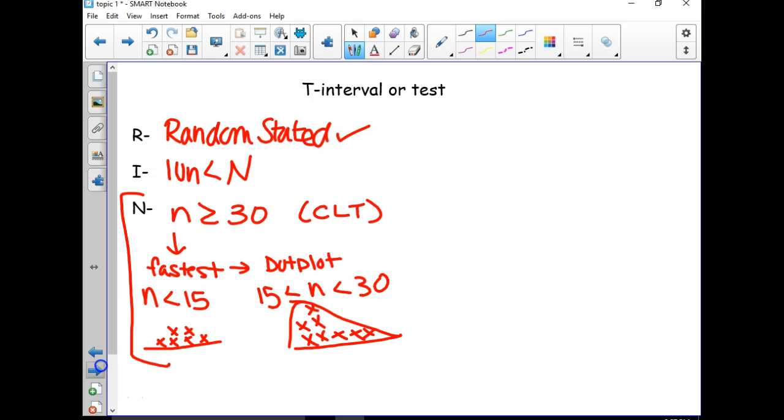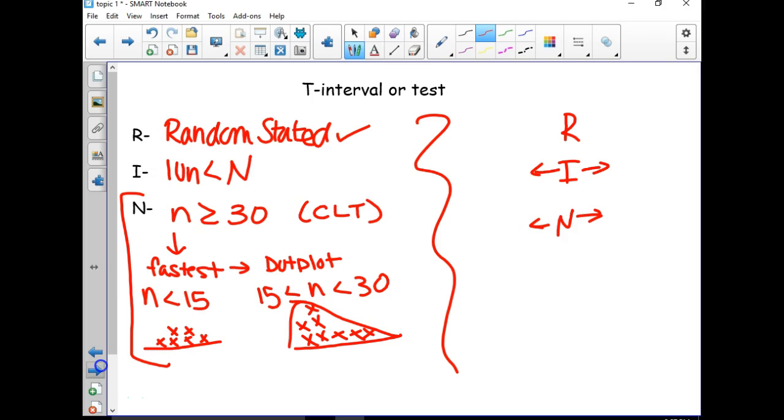Okay. Now, RIN, again, for two samples. And then just make sure that the third check would be that the two populations are independent of each other. Can I move on, or are we good? All right.